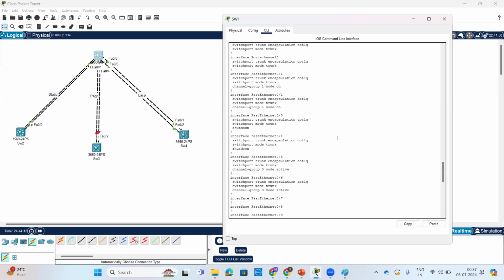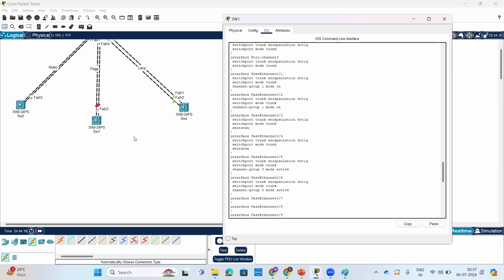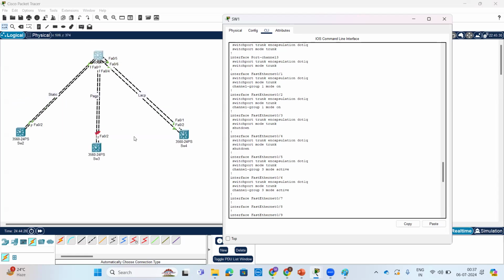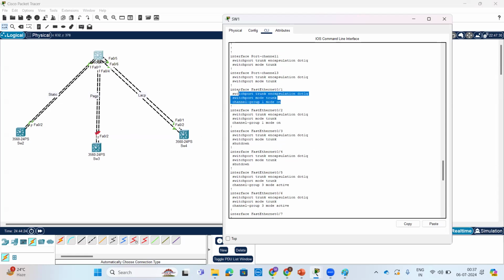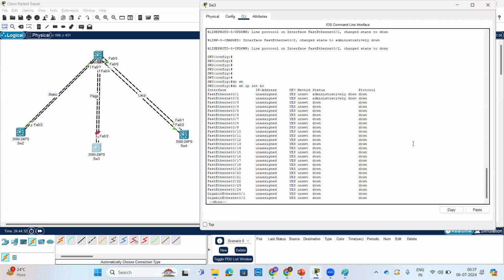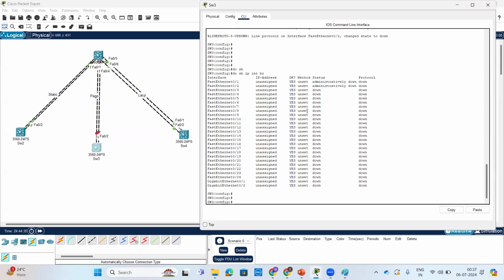So trunk port is automatically shut down. Yeah, trunk port. See, we haven't changed the trunk here. You mean to say that trunk is not working. Now the port is down only. See, you can check here, verified. Still port is down. Administrative down. I have not used this command, but administratively down. It went down.